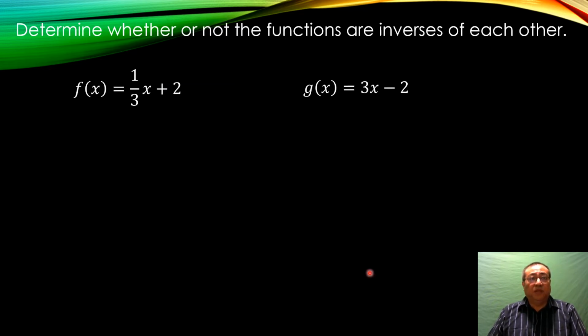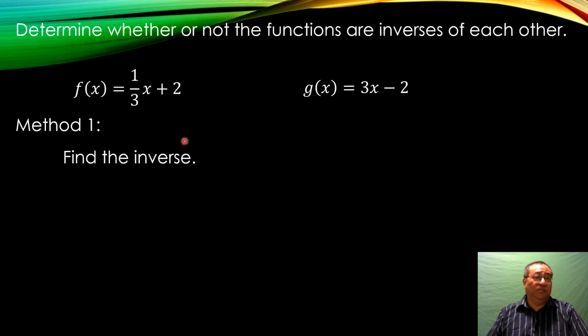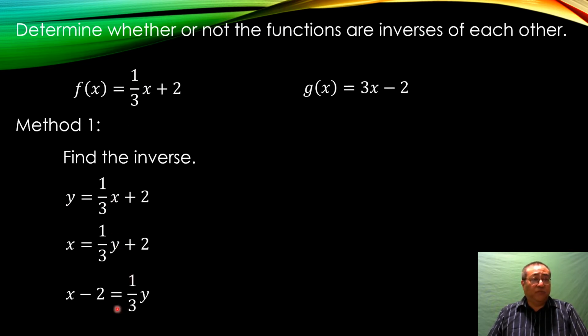All right. What if we're given equations or algebraic expressions to determine whether they're functional inverses of each other? So this is the first method: actually find the inverse. Take that equation and find the inverse. So here, 1/3 x plus 2. Switch the variables. Solve for y. Here I'm subtracting 2 from both sides, and then I multiply by 3, right?